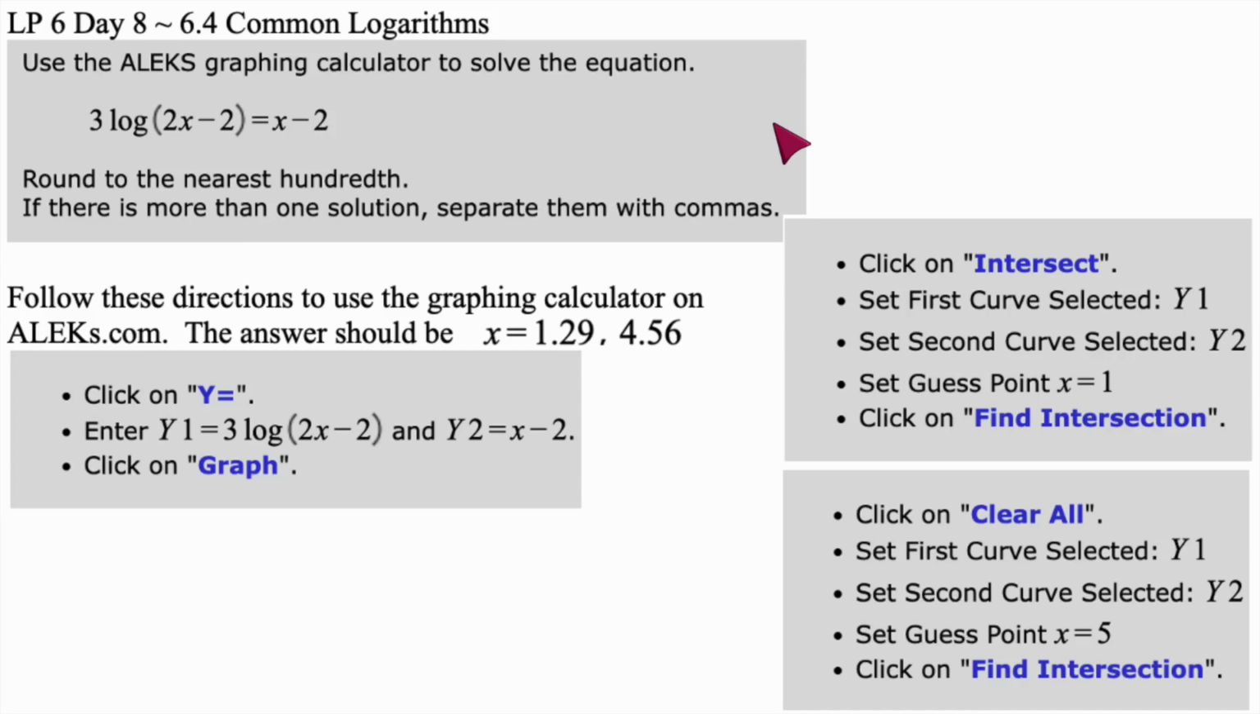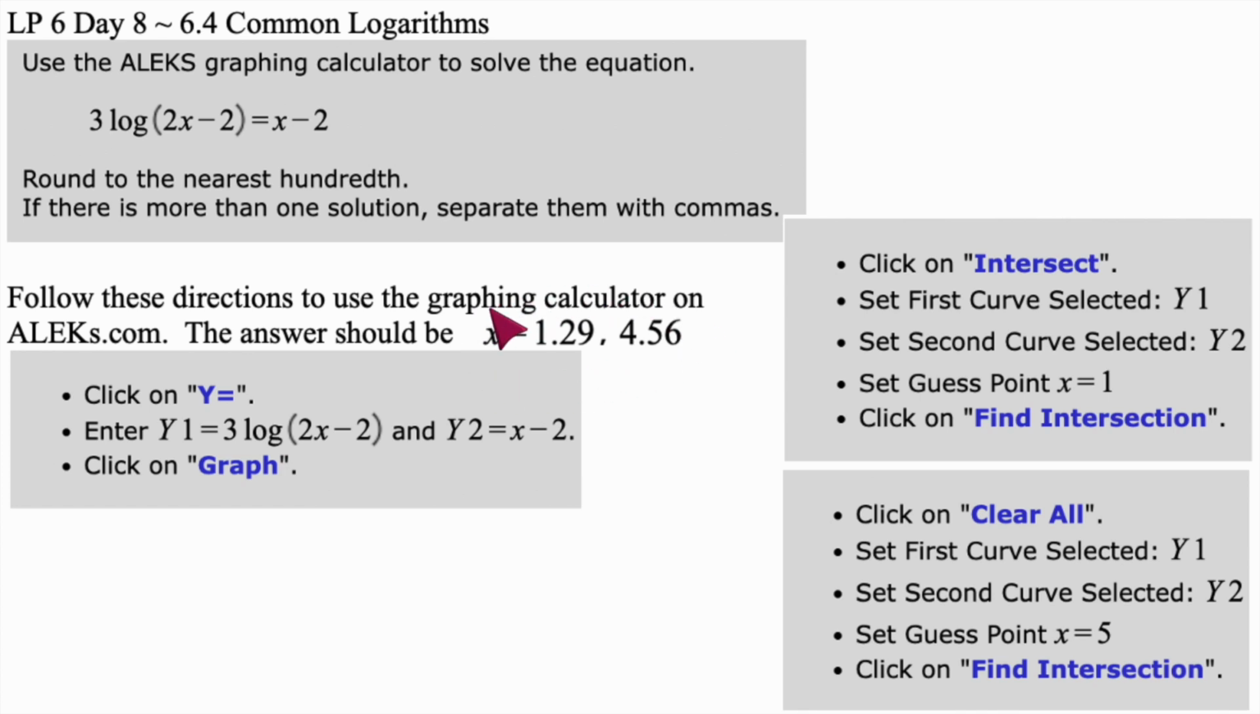Okay, so now we're going to use the Alex graphing calculator to solve the equation, and we're going to round our answers to the nearest hundredth. If there's more than one solution, separate with commas. Follow these directions to use the graphing calculator on alex.com. The answers should be x equals 1.29 and 4.56.